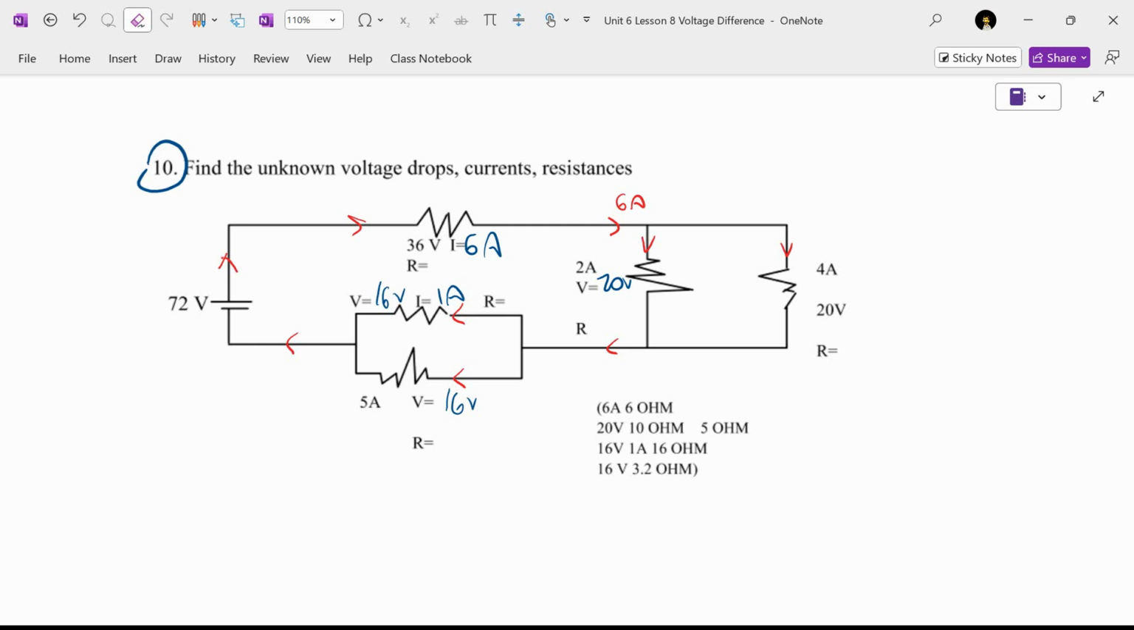Now I can do all of the resistances. Resistance is V over I, 36 divided by 6. This is 6 ohms. 20 divided by 2, this is 10 ohms. 20 divided by 4, this is 5 ohms. 16 divided by 1, this is 16 ohms. 16 divided by 5. What's a good way to divide by 5? Divide by 10 and then double it. 3.2 ohms.